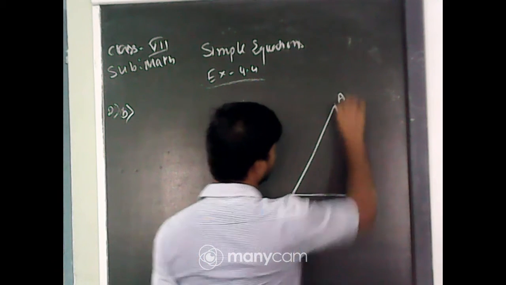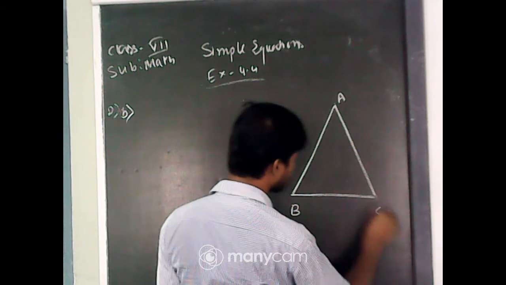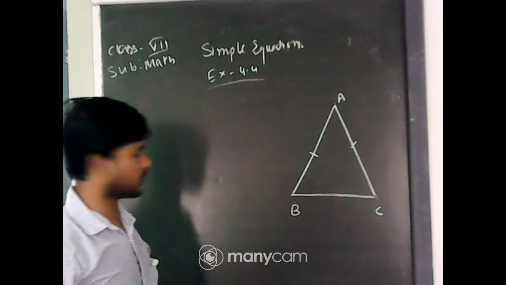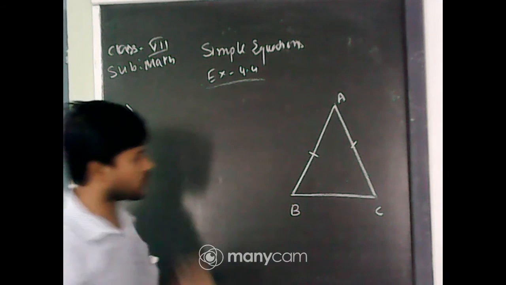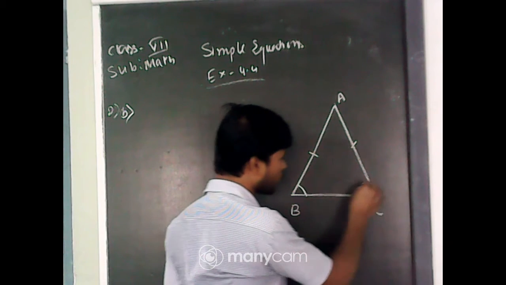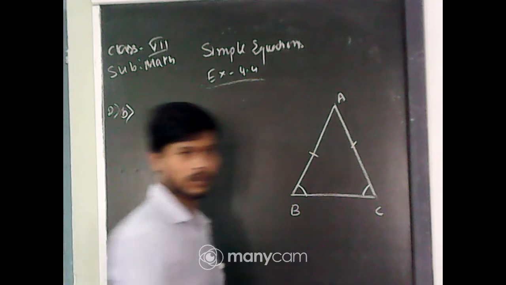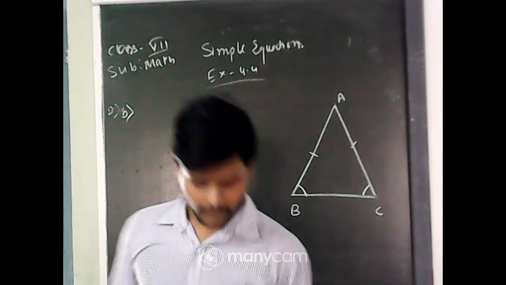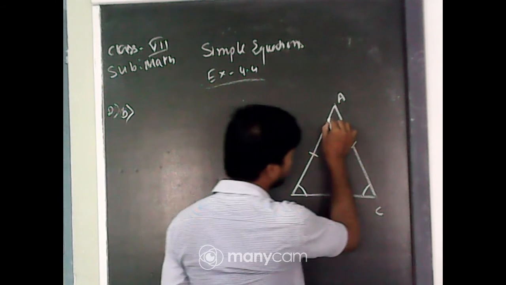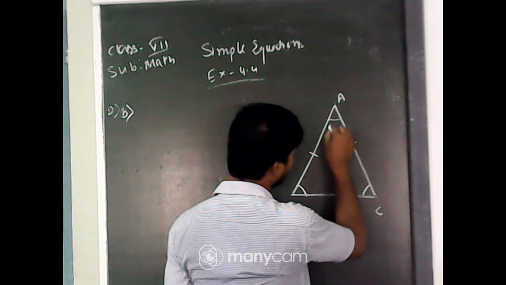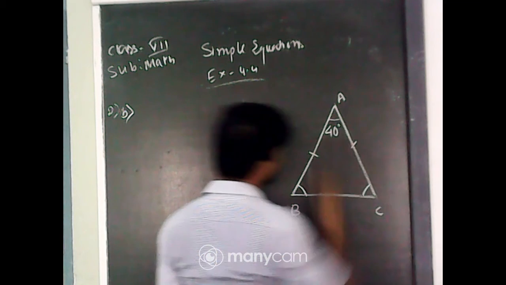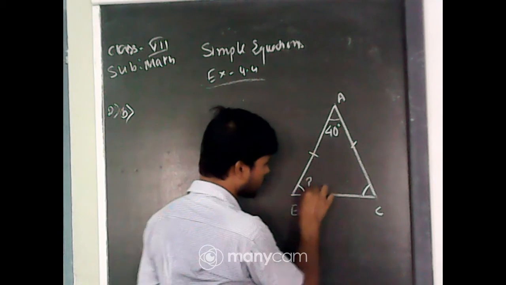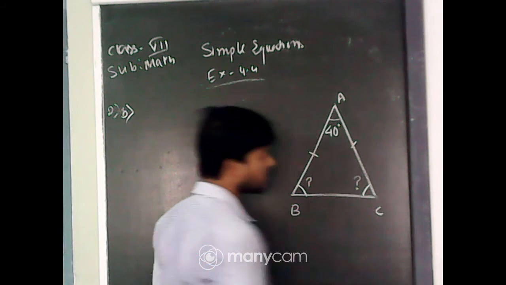So let the triangle be ABC, whose side AB is equal to side AC. As the triangle is an isosceles triangle, its base angles will also be equal. And the vertex angle, according to our diagram, is A, which is equal to 40 degrees. We have to find what the base angles are.